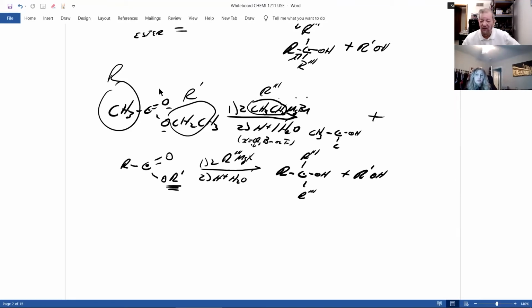Then I make not one, but two carbon-carbon single bonds from my Grignard, and this part becomes this alcohol, which would be ethanol. And that's how you do this reaction. Like I said, students have difficulty with this, so study it and practice it.